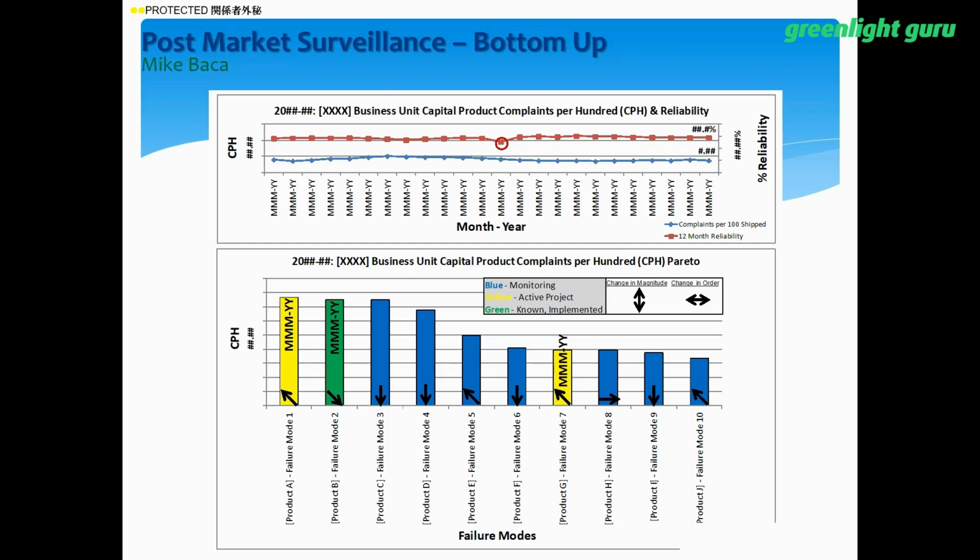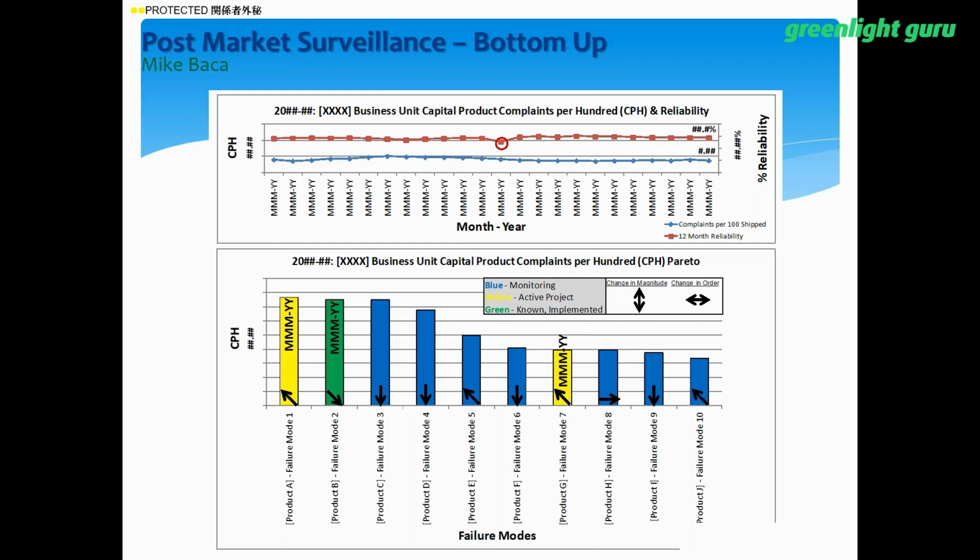If you look at the bottom, what we were looking at are the complaints that we're receiving from the field. And by looking at that, I could tell through a Pareto analysis what I am seeing on product A in failure mode number 1. The legend would tell me that on this particular issue, there's an active project already underway because I previously identified this, and the current rate is still going up, which is not what I want. But my surveillance is telling me something is going on. This is something that I will be monitoring very closely.